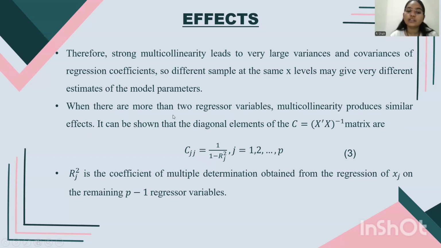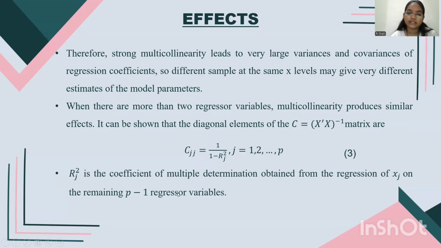When there are more than two regression variables, multicollinearity produces similar effects. So if there are more than two variables, multicollinearity produces similar effects, right? It can be shown that the diagonal elements of C, which is the inverse of the X dash X matrix in correlation form, are Cjj equal to 1 upon 1 minus Rj square, for j equal to 1 and so on up to p.